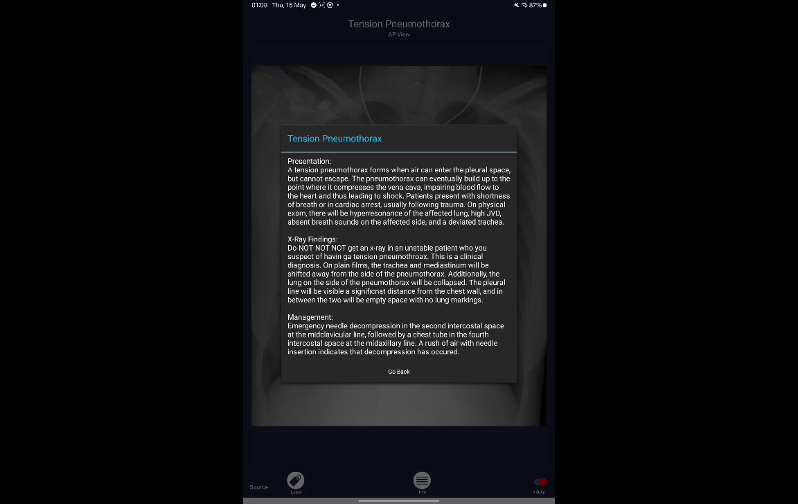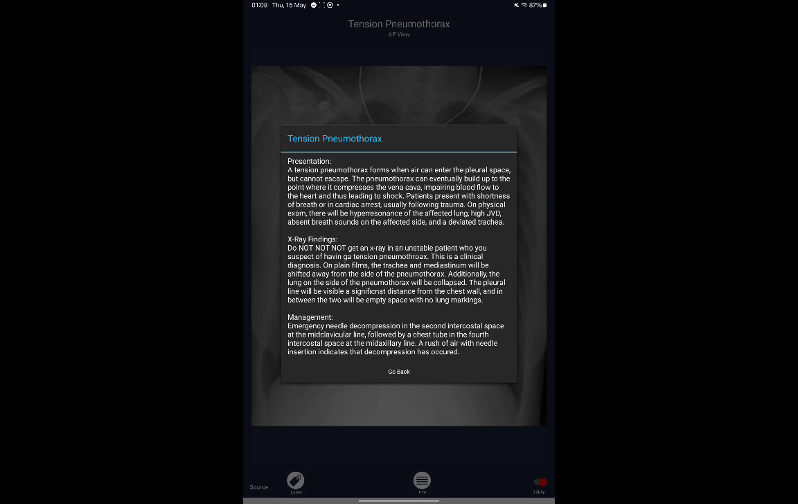Suspect tension pneumothorax. This is a clinical diagnosis. We don't proceed to chest X-ray in pneumothorax. We start by urgently managing the patient if it is suspected, without requesting a chest X-ray.